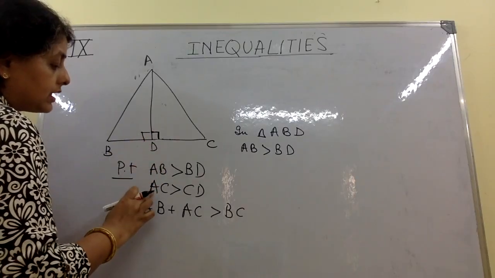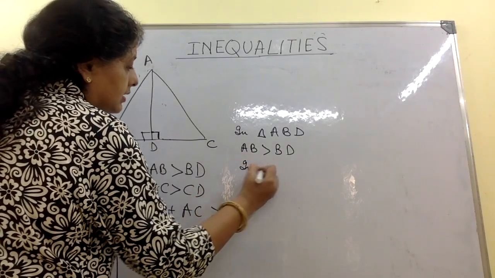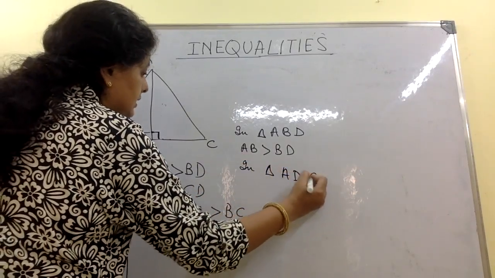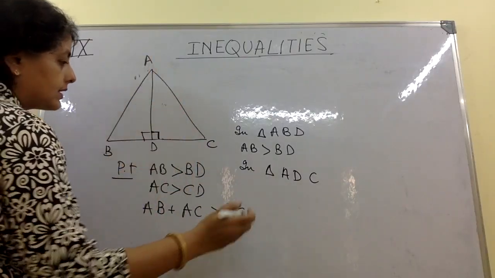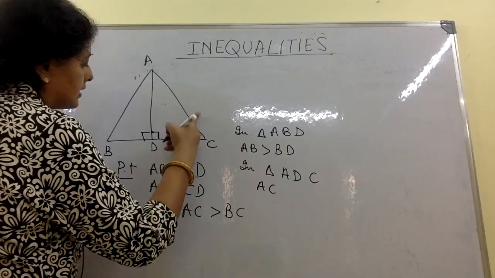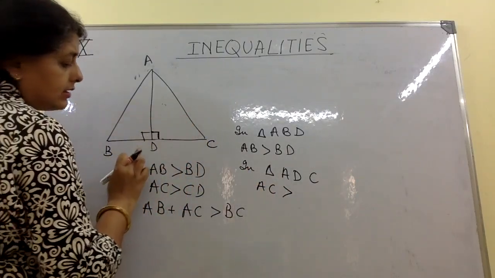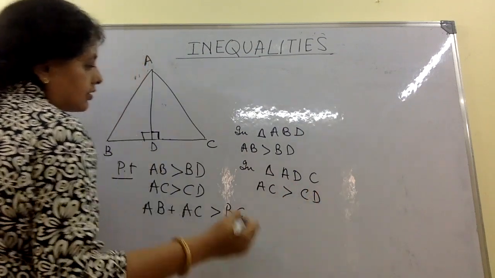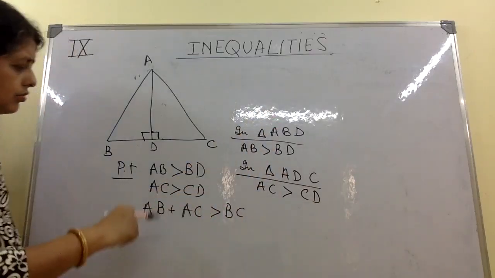Now let's come to AC and CD. For the same reason, in triangle ADC, note one thing, I am remaining in the same triangle and talking about its sides. AC is the hypotenuse, so AC is greater than CD. So I have got two inequalities from the two triangles based on the rule.